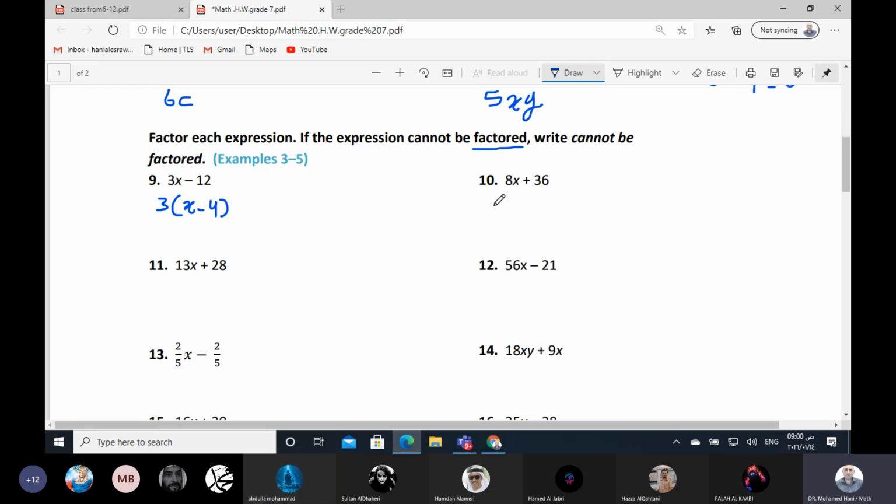Exercise number 10. Also here we have two terms, 8x plus 36. The GCF between 8 and 36 will be 4. Here we have x, here we don't have x, so I cannot take x. So the GCF will be 4. So open parentheses here. 8x divided by 4 will be 2x plus 36 divided by 4 will be 9.